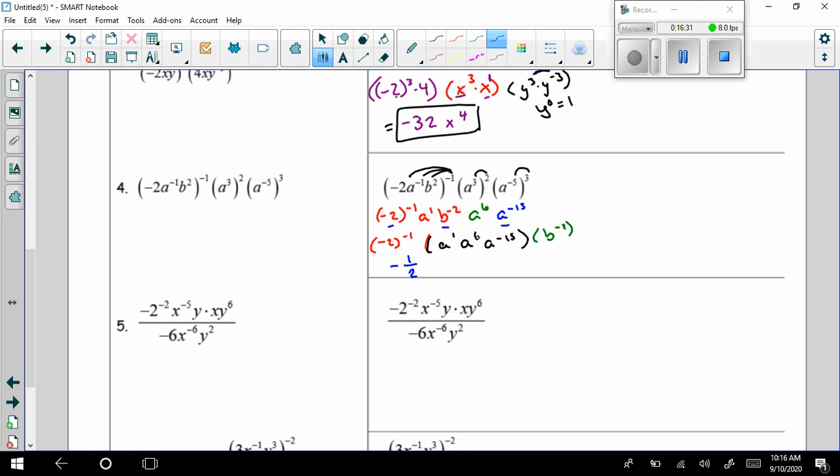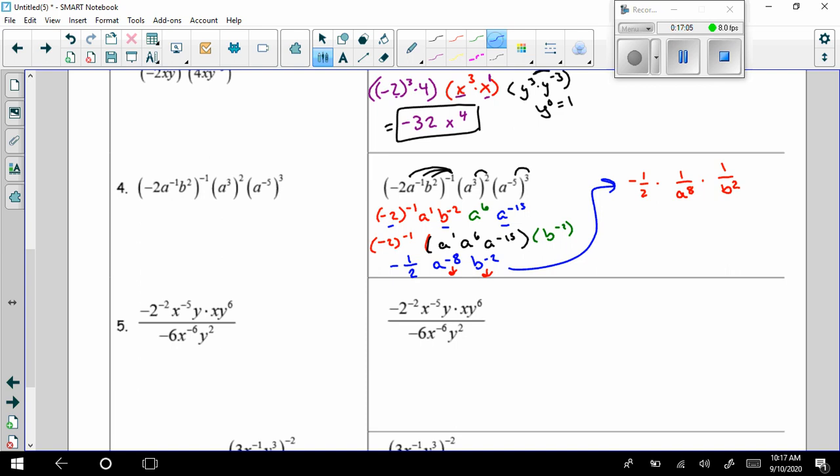This, we're going to add all of these, and so we get a to the negative, that's 7, so 7 plus -15 is -8. And then I have a b to the -2. Well, my final answer, I need positive exponents in it. So I'm going to get -1/2 times 1 over a to the 8th times 1 over b to the 2nd, flipping both of these to the bottom so their exponents become positive.